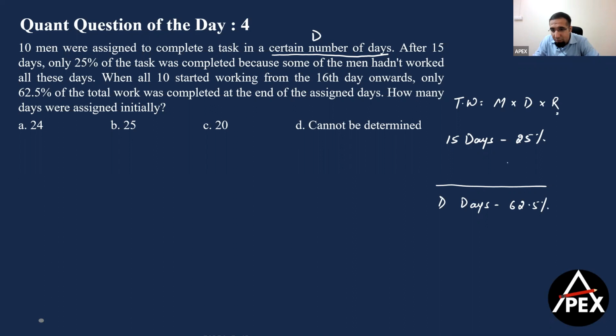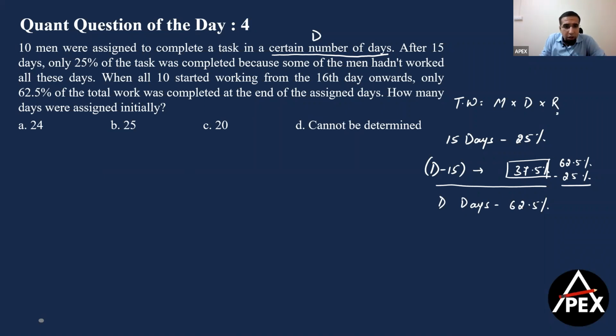So can I say this part, which means for the remaining days, if total number of days are D, and out of that 15 days are already over, can I say the remaining days are D minus 15 days? In D minus 15 days, we can say that the total work which was completed was 62.5% minus 25%, which will be how much, guys? That will be 37.5%. If I use this point, my answer would be very easy.